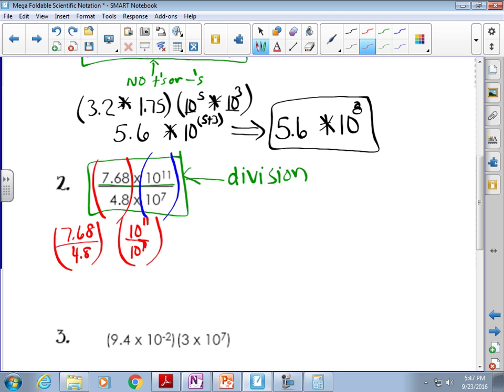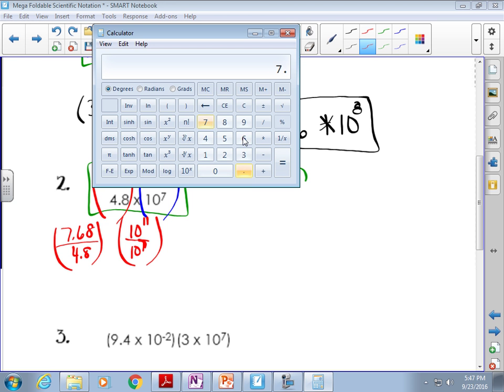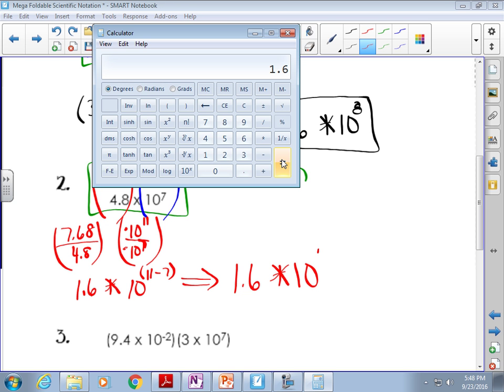All right? So 7.68 divided by 4.8 is 1.6 times, my rule when I'm dividing, they have the same base, is I can subtract. So I have 10 to the 11 minus 7. So I can just rewrite that as 1.6 times 10 to the 11 minus 7, which is 4. 1.6 is written in scientific notation, so we are done with that.